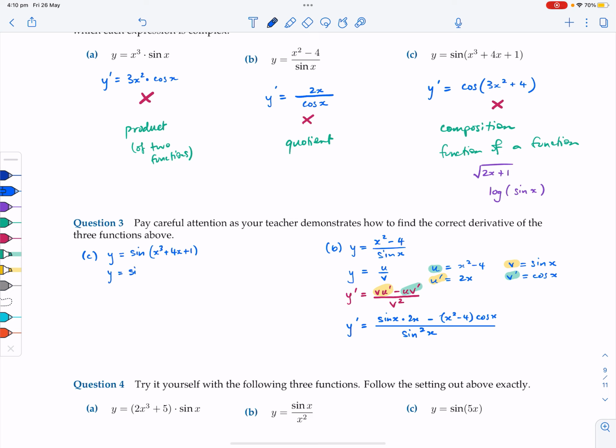I'm going to simplify this by saying y equals sine u. Right, now there's no v here. That's y equals sine u. Now that is much simpler than that, all right? And I'm going to write down u equals x cubed plus 4x plus 1. And I probably need the derivative of that, but for reasons that will become clear, I'm not going to write u dash, I'm going to write du dx. So that's 3x squared plus 4.